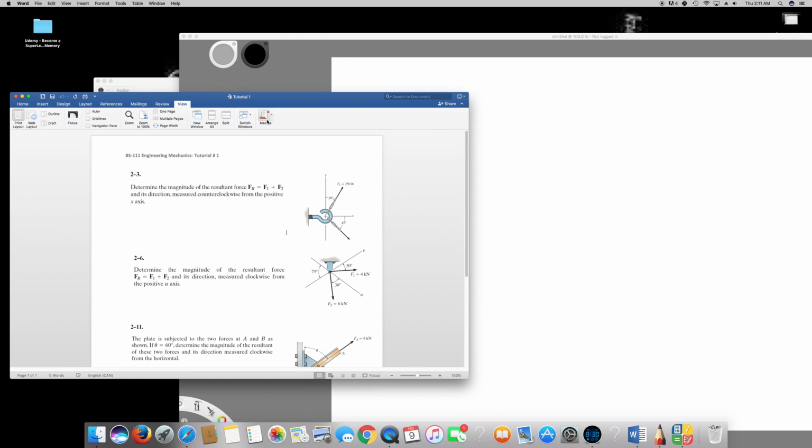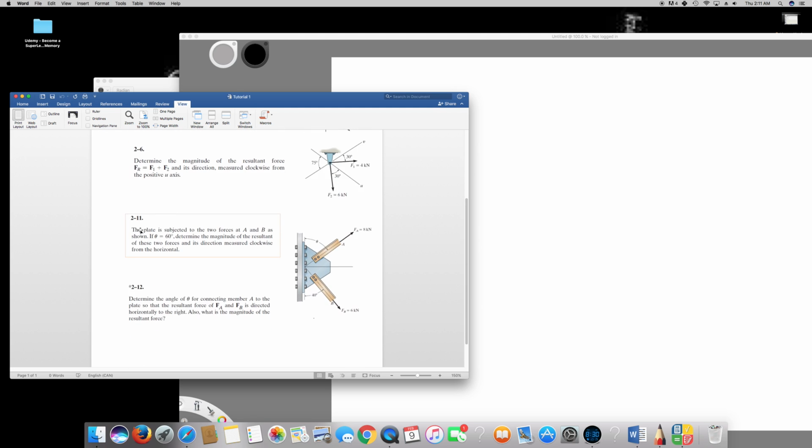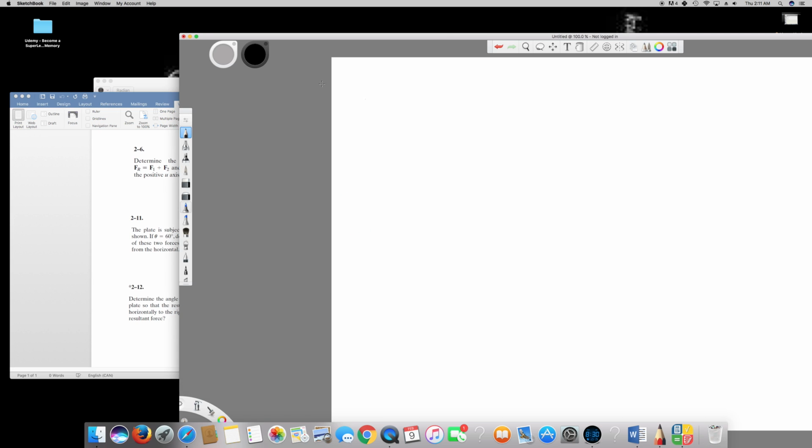The next question is asking, let's see here. Here we go. This plate is subject to the two forces at A and B as shown. If theta is equal to 60 degrees, determine the magnitude of the resultant of these two forces and its direction measured clockwise from the horizontal. So the diagram is given. Let's draw the diagram first.